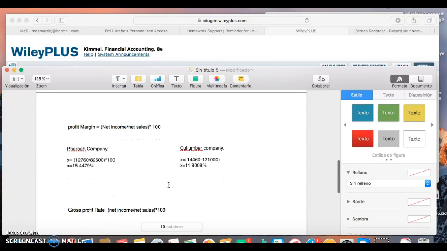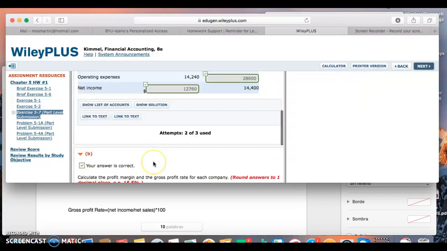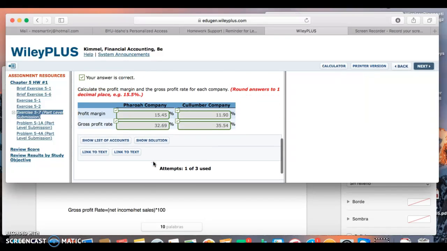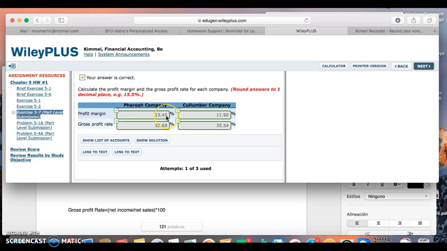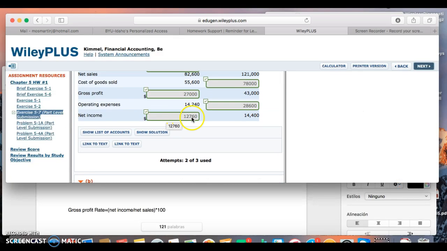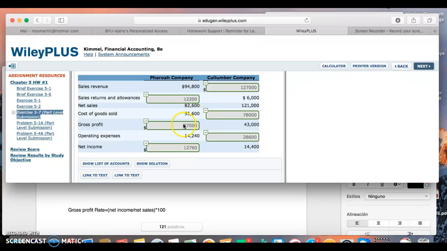So for the next exercise, we were asked to calculate profit margin and gross profit rate. The formulas, we can find in the text. In this case, profit margin equals net income divided by net sales times 100 to obtain the percentage. So we already have the data: net income, gross profit, we're going to use it, and net sales. You can try to write these numbers down.